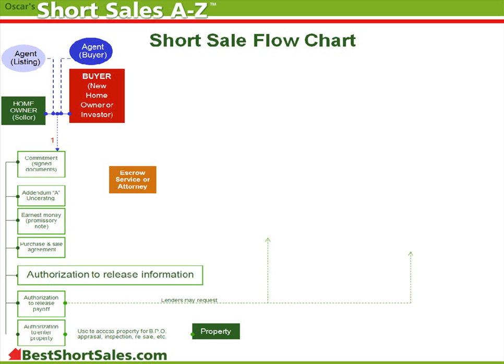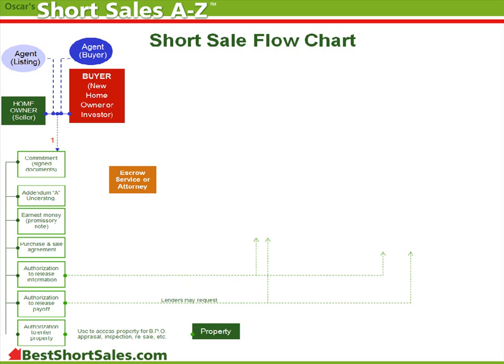Authorization to release information. No institutional lender will talk to a third party negotiating a short sale without written authorization from the seller. This document is absolutely mandatory. Purchase and sale agreement. Without a purchase and sale agreement, there is no transaction. In addition, most creditors taking a discount will want to see the purchase and sale agreement. To open an escrow, a purchase and sale agreement is mandatory.